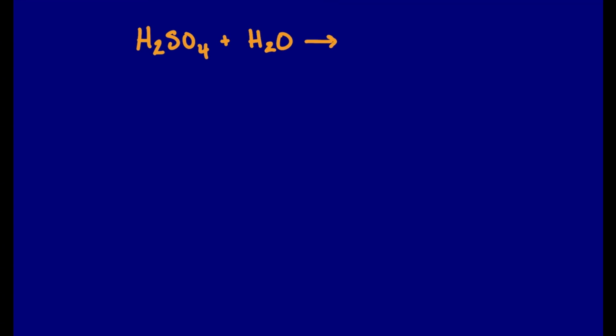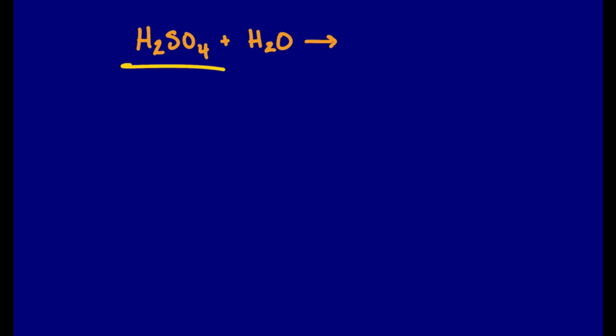So for this example, we have H2SO4 reacting with water. And so we want to think about that Bronsted-Lowry definition still. What is going to act as the proton acceptor and what's going to act as the proton donor? Water has this unique ability to act as an acid or a base, depending on what you're mixing with it. So whenever you see water as a reactant, you want to think, what else is there?